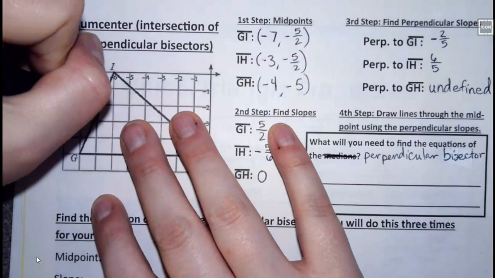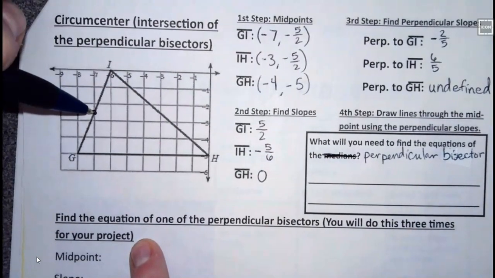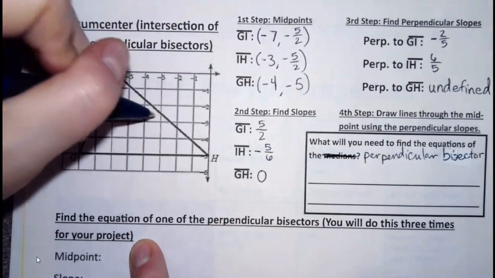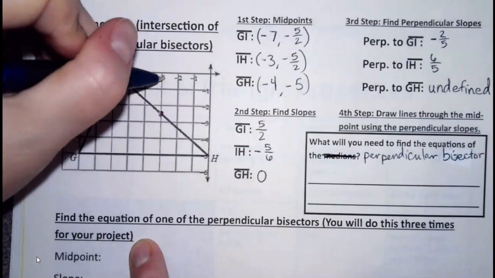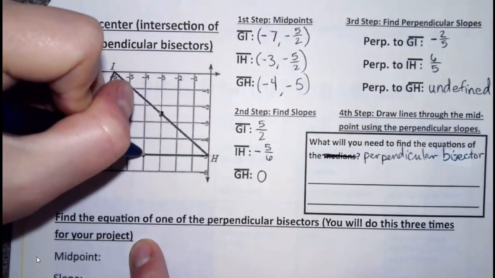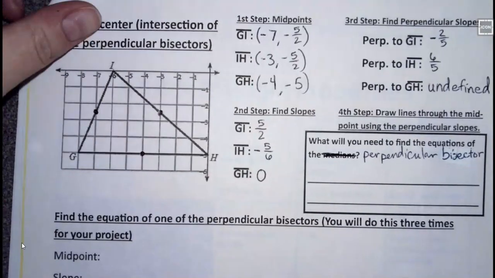So here's my 3 midpoints. -7 and then go down 2.5. There's one. It's right in the middle of GI. And then this one goes -3, down 2.5. And this one goes -4, -5. Now we have our midpoints.